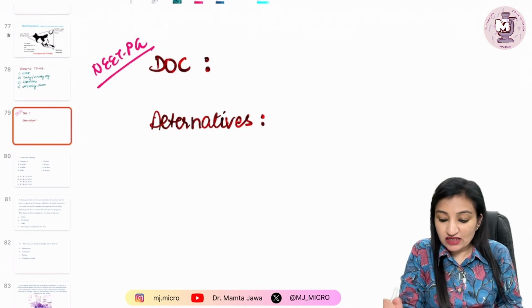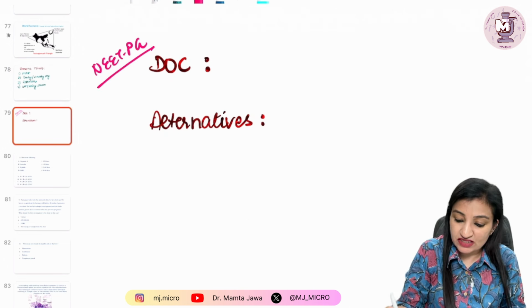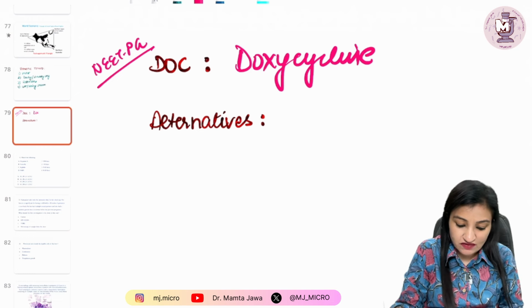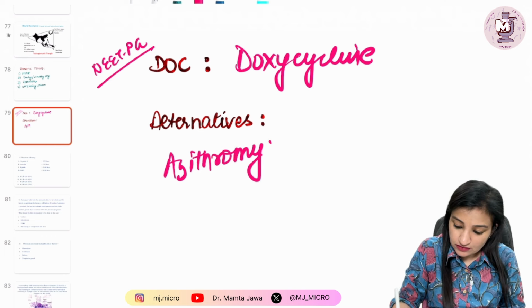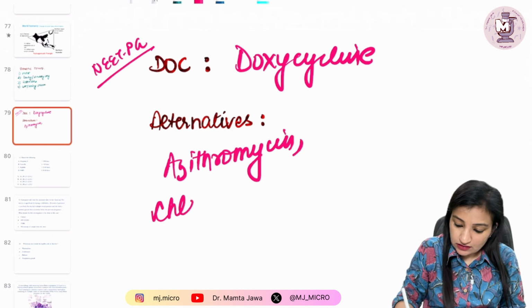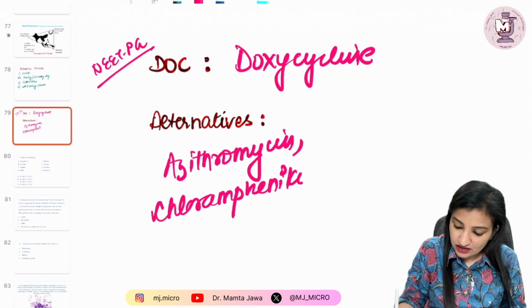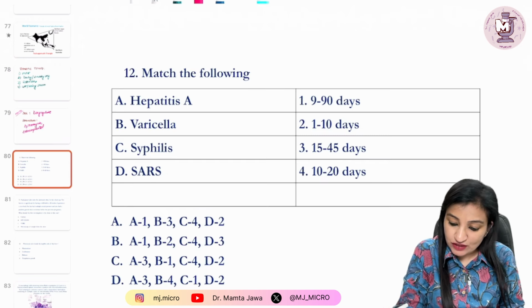Now a question has also come from this: what is the drug of choice for scrub typhus? This is a NEET PG question. The answer is doxycycline. Any alternatives? Yes, azithromycin and chloramphenicol. Remember this.